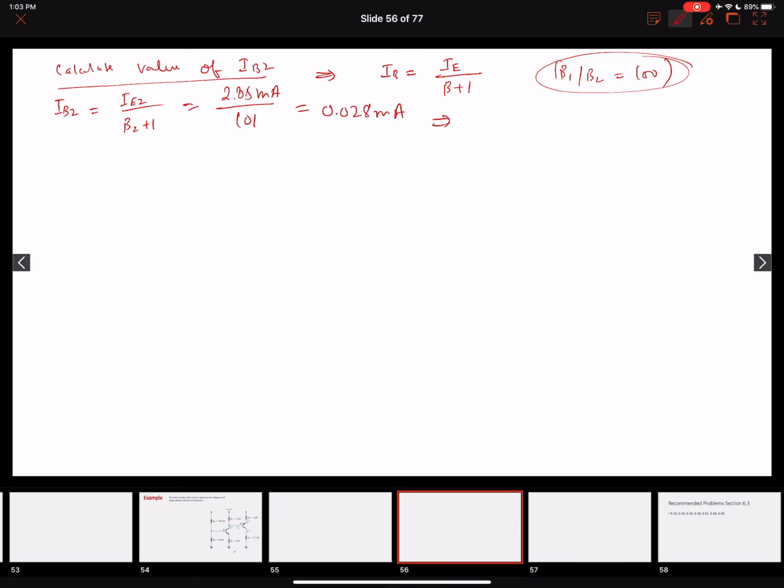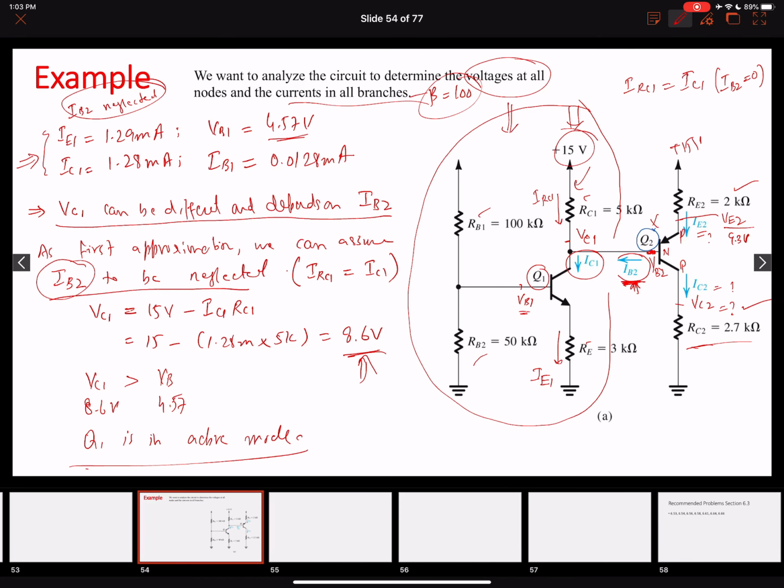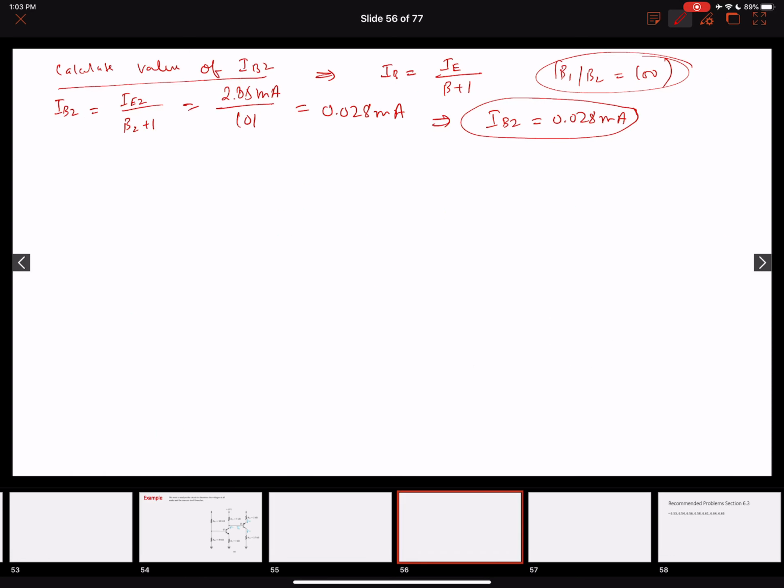Right, so this is the value of IB2 that we got, 0.028 milliamperes. And notice that this value is very small compared to the value of the collector current, 1.28 milliamperes, that was flowing. So that is why neglecting it was a fair assumption, but now we need to see how far the differences made by our assumption are, and we need to do iterative calculations to minimize this error. Okay, so this is our new value of IB2.